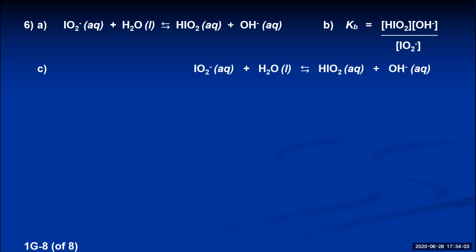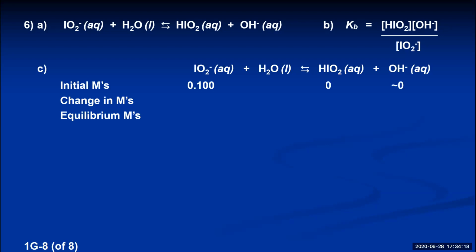So if we take our reaction and we take the molarity of the iodite ions, they said it was 0.100 molar in sodium iodite. There's only one iodite in the formula, so 1 multiplied by 0.100 is the molarity of the iodites. There's no products before the reaction occurs. Some amount of the iodites will react as a base, forming X molarity of iodous acid and X molarity of hydroxide. So the equilibrium molarities will be 0.100 minus X, X and X.